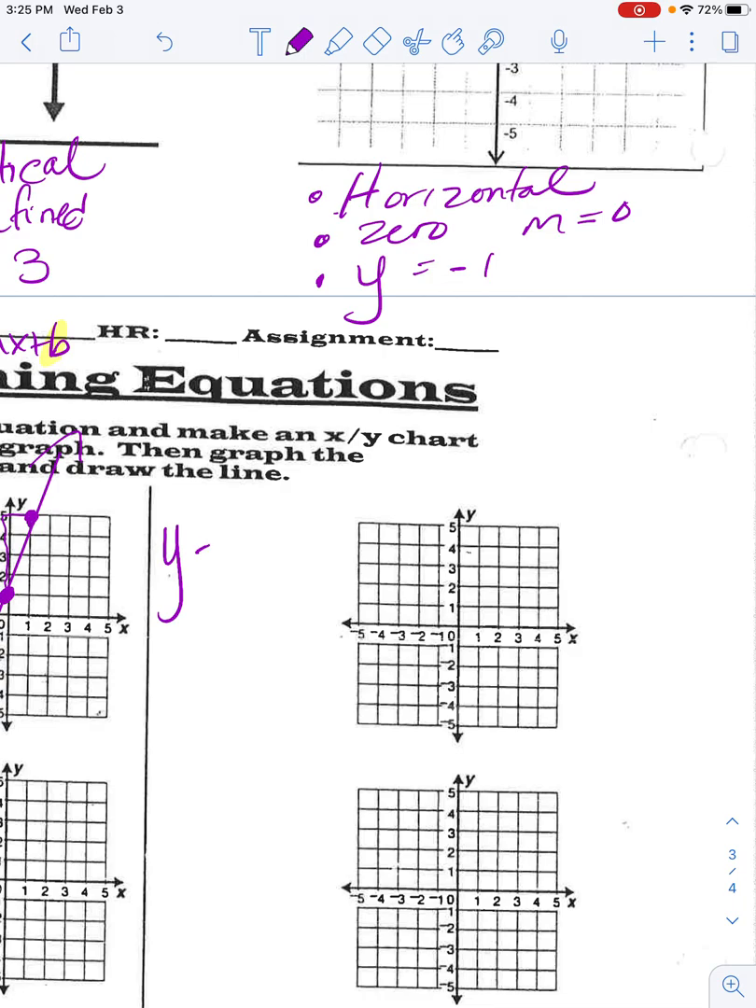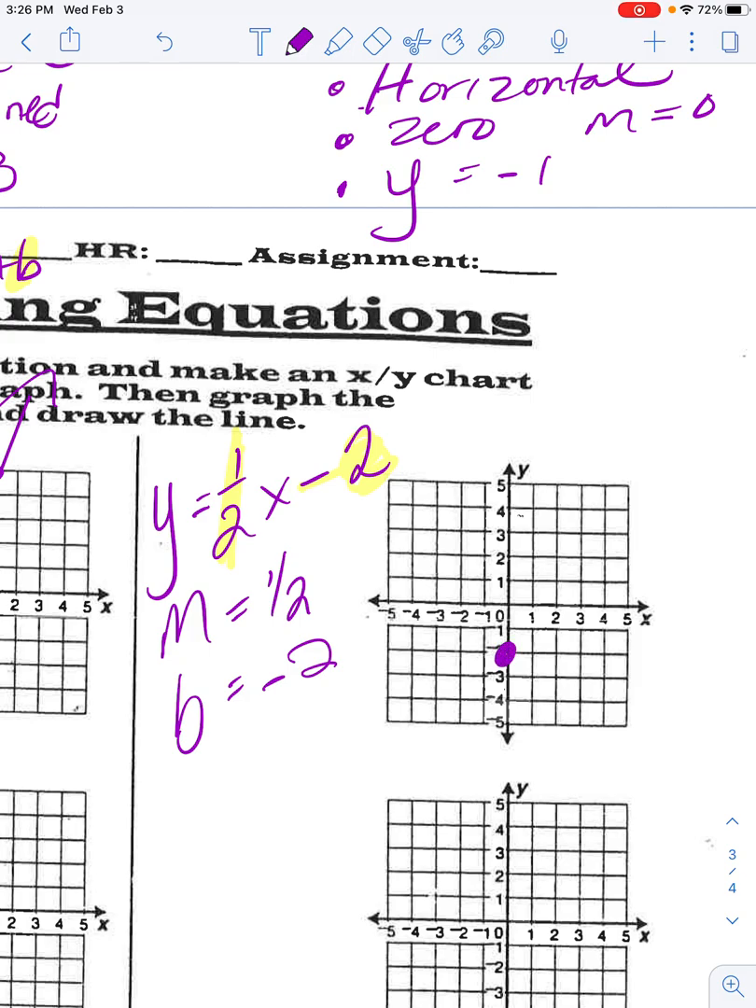Let's plot y equals 1/2 x minus 2. Can you tell me what my slope would be? Your slope is your m. So your slope is 1/2. Can you tell me where we're going to start on the y-axis? At -2. So we're going to start at -2. And we have a slope of 1/2. Rise 1, run 2. Rise 1, run 2. That is my line.